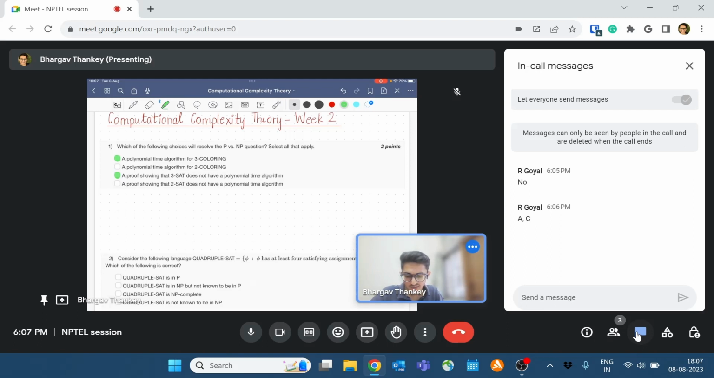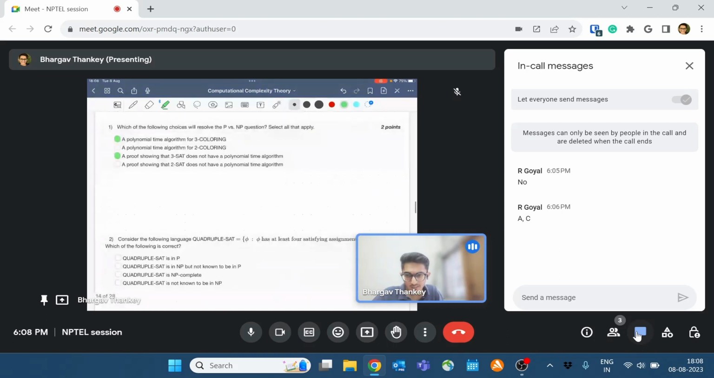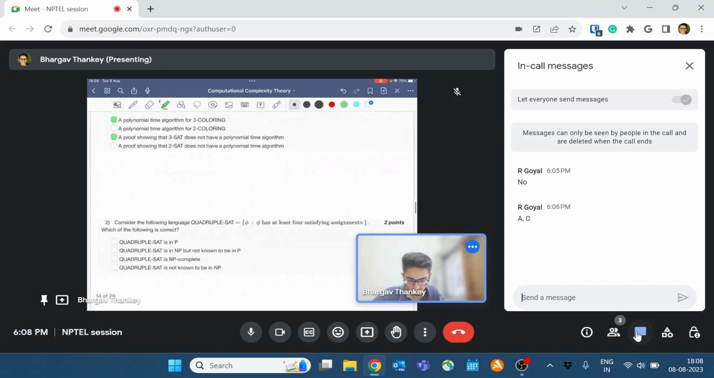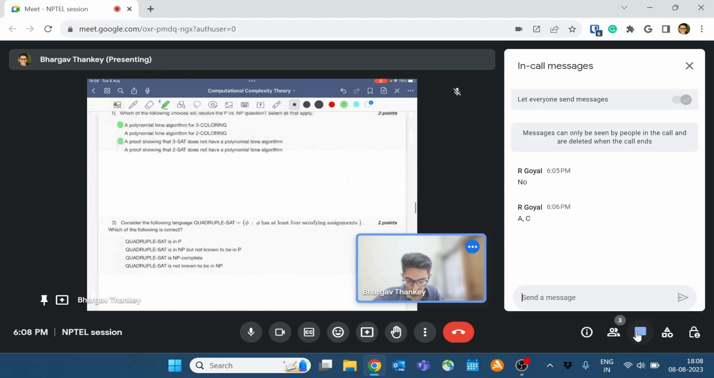What about B? We already know that two coloring is in P, and we do not know that it's NP complete. So a polynomial time algorithm for two coloring is known, and that does not give us anything. And the last statement is actually false. We know that 2SAT is in P, and we have a polynomial time algorithm for that, so we cannot show that 2SAT does not have a polynomial time algorithm. So the only correct options are A and C. Okay, so now let's look at the next problem.